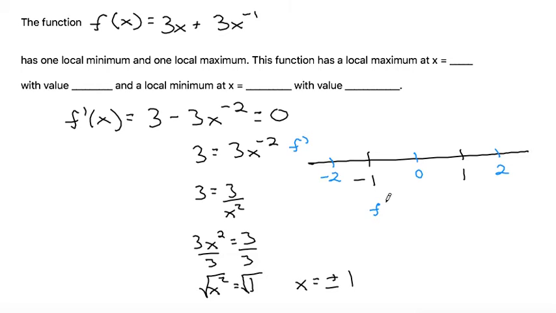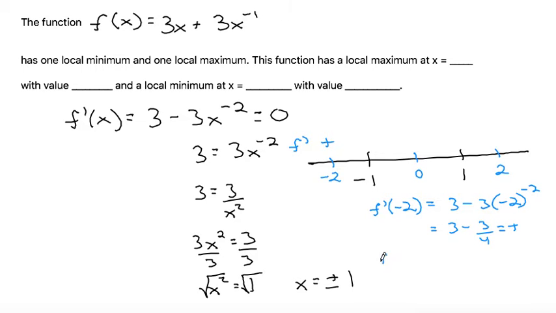So the first derivative at negative 2 is 3 minus 3 times negative 2 to the power of negative 2. So this makes 3 minus 3 over positive 4. And 3 minus 3/4 is positive. So this would be a positive here.